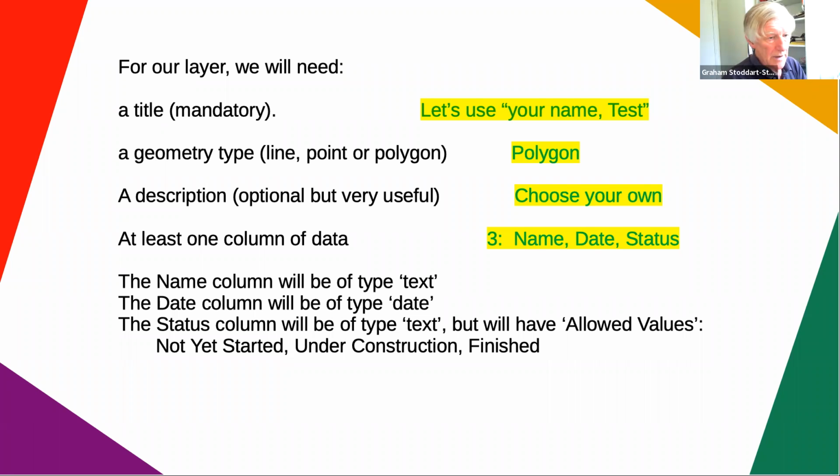Descriptions, we'll get into why they're useful, but you can just put in any words if you like in descriptions. And you're going to need at least one column of data. I'm going to suggest you use 3. For today's example, the 3 will be name, date, and status. The name column will be of type text. The date obviously will be a date. And the status column will be a mixed, which is text, but with allowed values. And we're going to have 3 allowed values: not yet started, under construction, and finished. And again, you'll be able to see why we're doing this as we go through it.